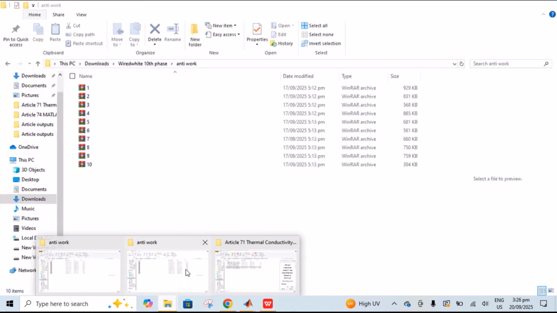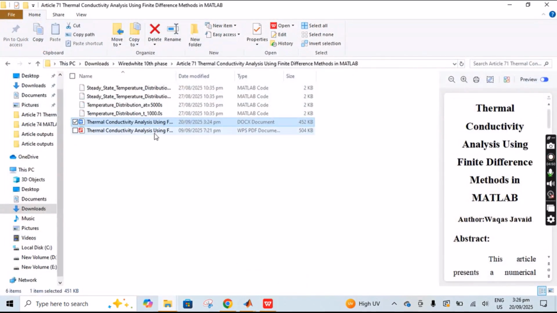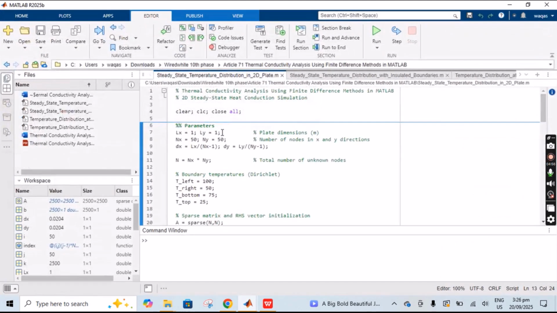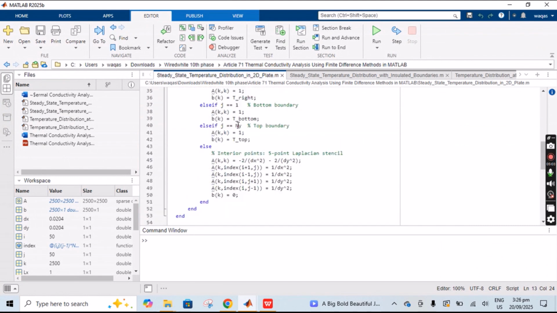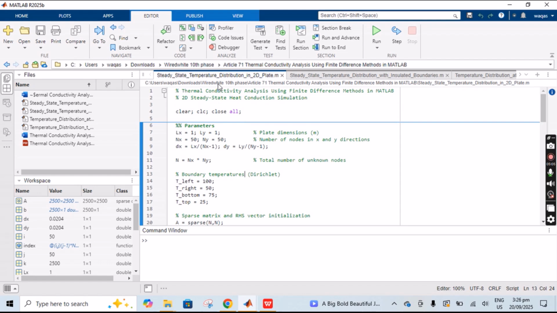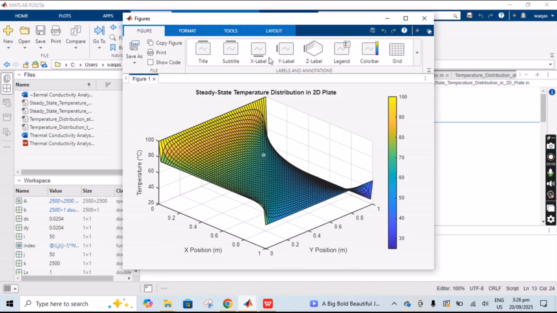So basically this one is the thermal conductivity analysis. These are the MATLAB files. Four MATLAB files we have used. I have added these MATLAB files in here basically. All the code is added in terms of steady state simulation. Basically, I have added the code separately.